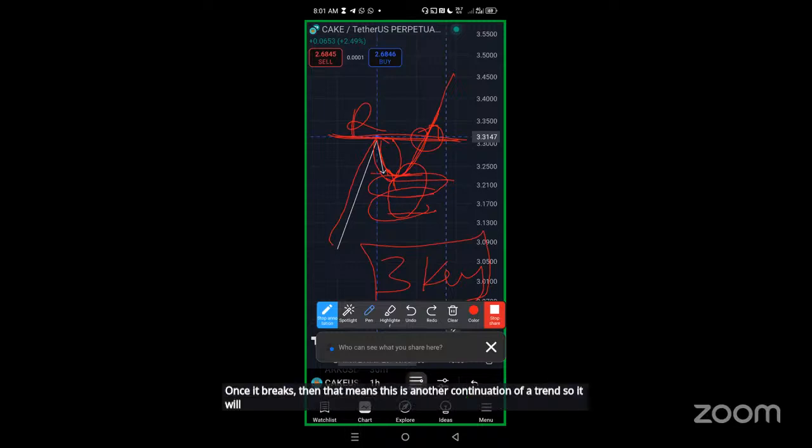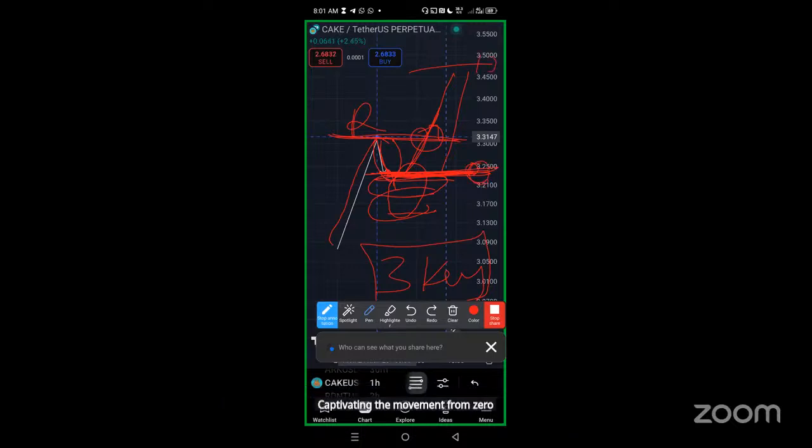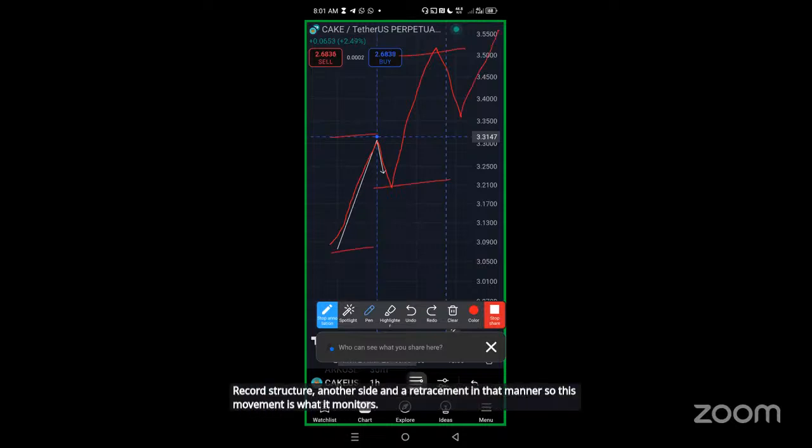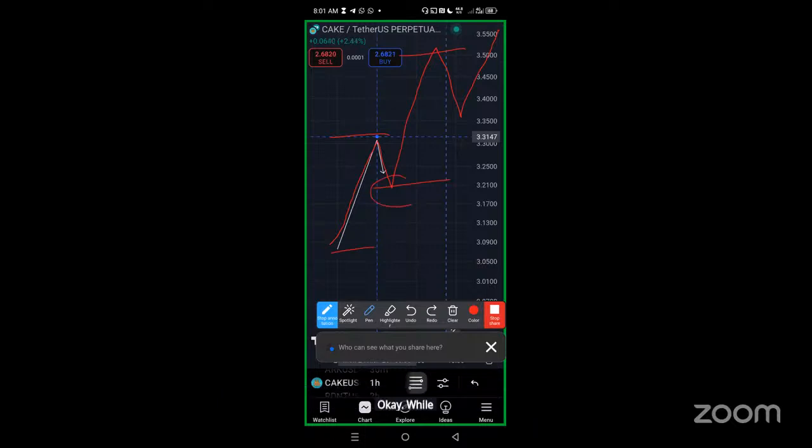So it will monitor again the movement from this point of price reversal upon retracement by another 100%. It will again begin trending, capturing the movement from 0 to 100 before another retracement is monitored. So you shall have a surge and a retracement, a break of structure, another surge and a retracement in that manner. So this movement is what it monitors, while helping you to locate these pullback areas. All right, that's what the Fibonacci does.